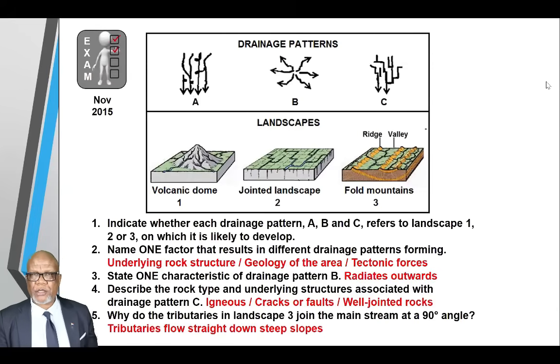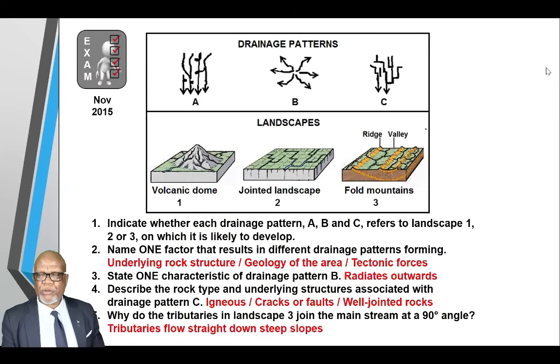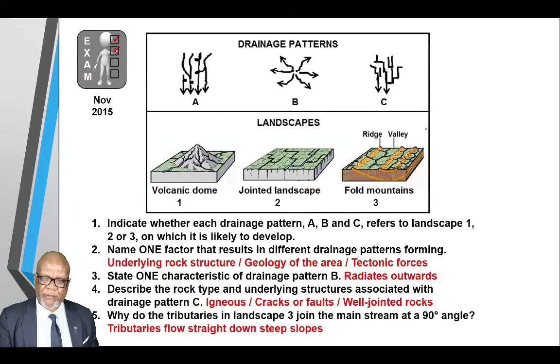Okay. Now, here's a short activity that you can do based on drainage patterns. So what do we have there? Indicate whether each drainage pattern A, B, C refers to landscape 1. So you must be able to show which landscape will result in which drainage pattern.